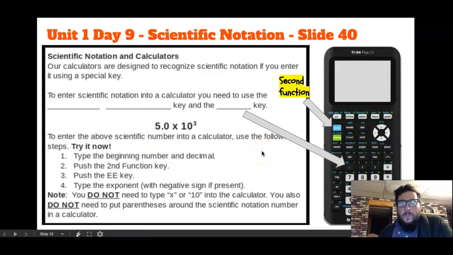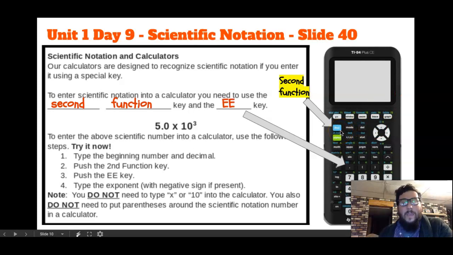All right. So let's talk about how we use scientific notation with our calculators. They're designed to recognize scientific notation if you enter it using a special key. So to enter scientific notation into your calculator, you need to use the second function, which is right here. It's this blue key. It's always near the top left. It's some other color usually. But here's our TI-84 app, and it's blue there. So you have to use that second function.